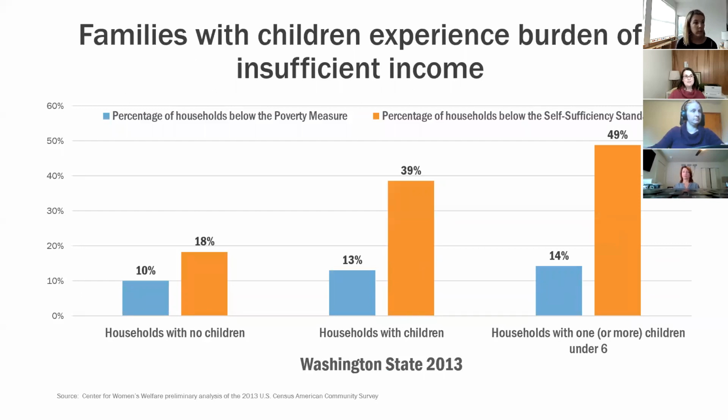Using the standard over the poverty measure also highlights that families with children are particularly at high risk for lacking enough income. While there is an 8% difference between the poverty rate and the self-sufficiency standard estimate for households with no children, by not accounting for the cost of child care, the poverty measure underestimates by 35% the income inadequacy rate for households with young children.